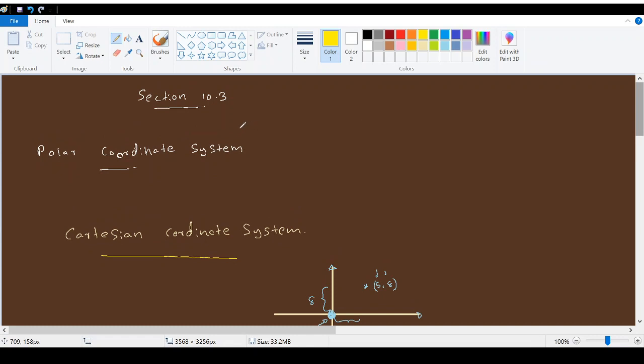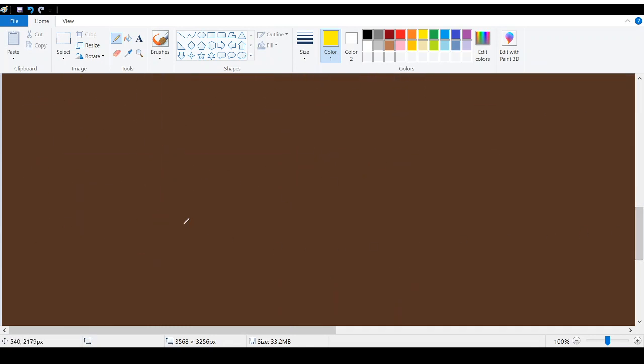And the polar coordinate system is a bit different. Now let's say we have a few objects like this.